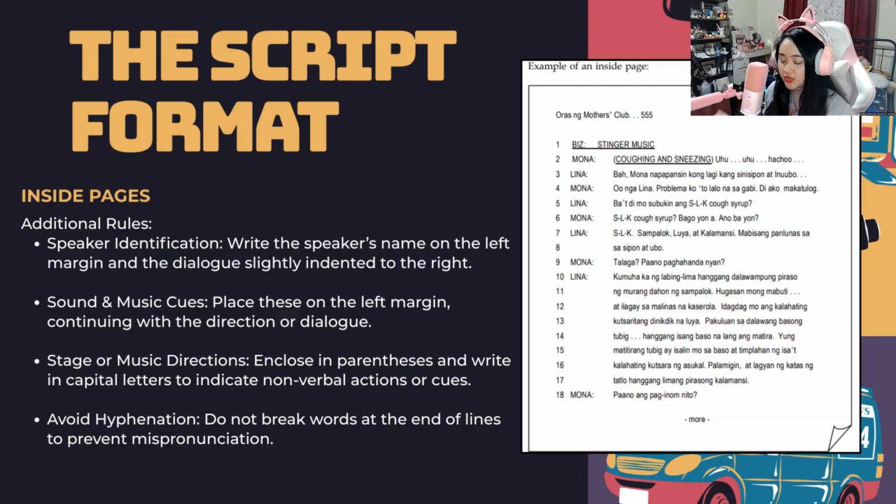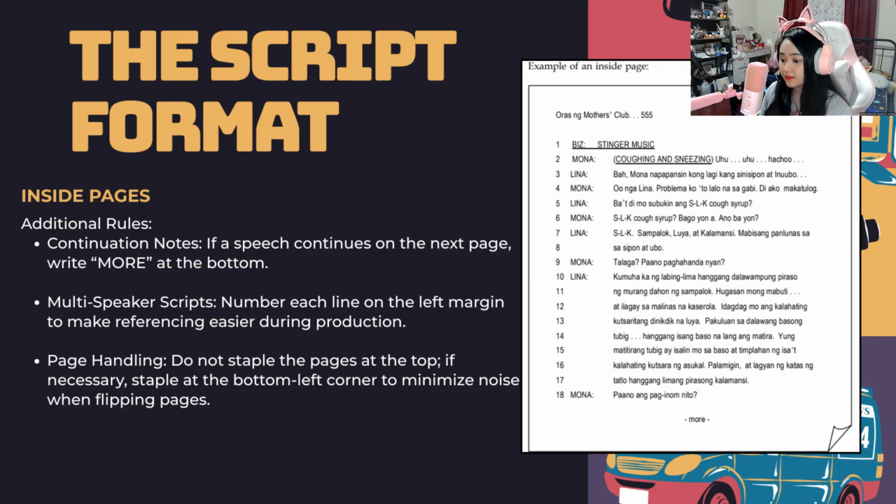Indicate music titles or sound cues on the left margin, then continue with the direction or dialogue in the body of the script. Text, stage, or music directions. Directions that occur within the dialogue should be enclosed in parentheses and written in capital letters, so the actor knows not to read them aloud. Avoid hyphenation. Never break a word at the end of the line. Carry the entire word to the next line to prevent mispronunciation.